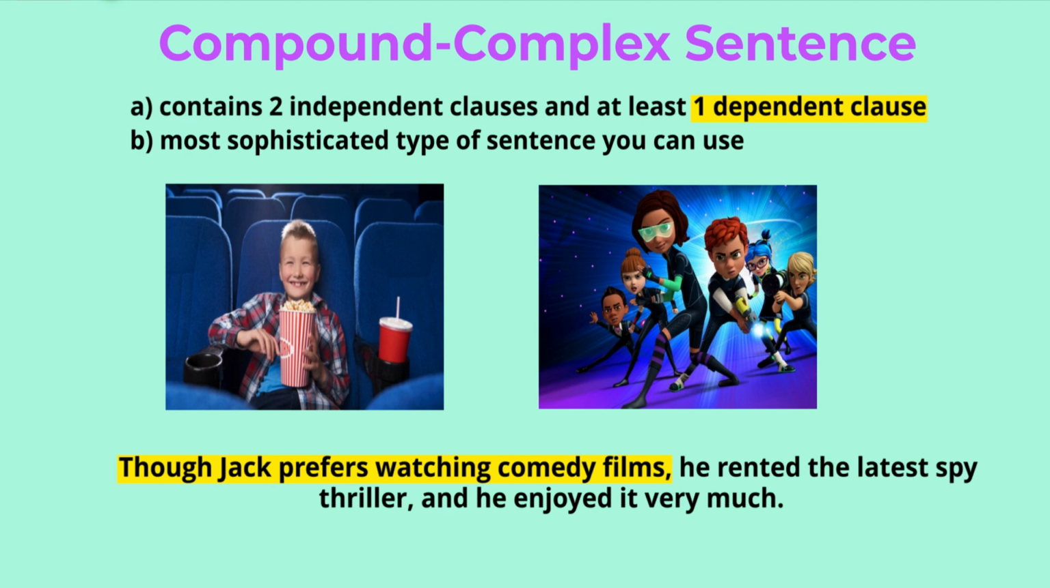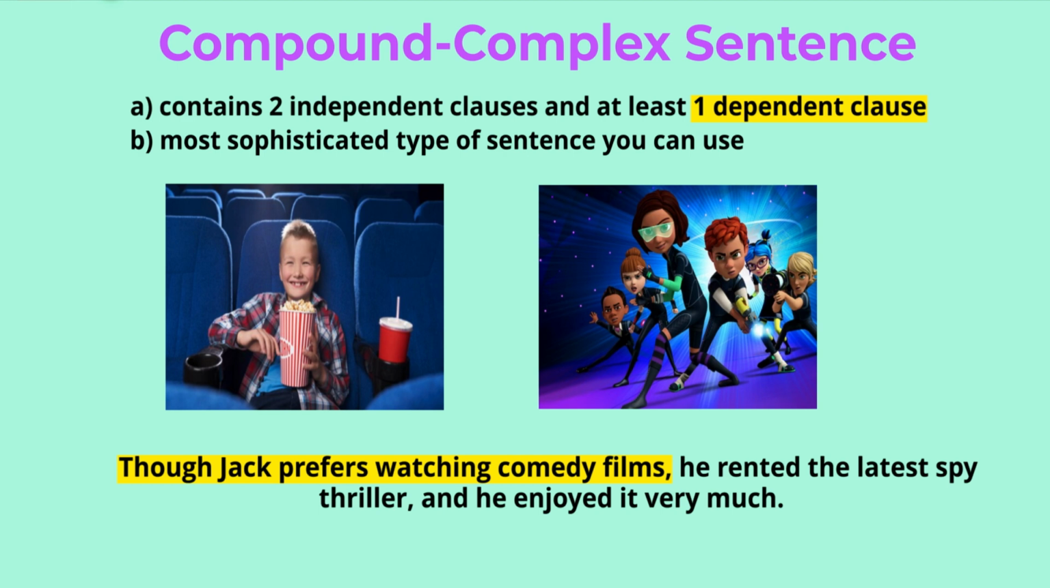The fourth one is the compound-complex sentence. Wow, what is this? Nothing but a mixture of both compound and complex sentences. It contains two independent clauses and at least one dependent clause. This is the most sophisticated type of sentence you can use. Let's see an example. In the first picture, you see a boy happily enjoying a theater, right? He's watching a movie in a theater with popcorn. In the second image, you see a picture of a thriller film. Though Jack prefers watching comedy films, he rented the latest spy thriller and he enjoyed it very much.